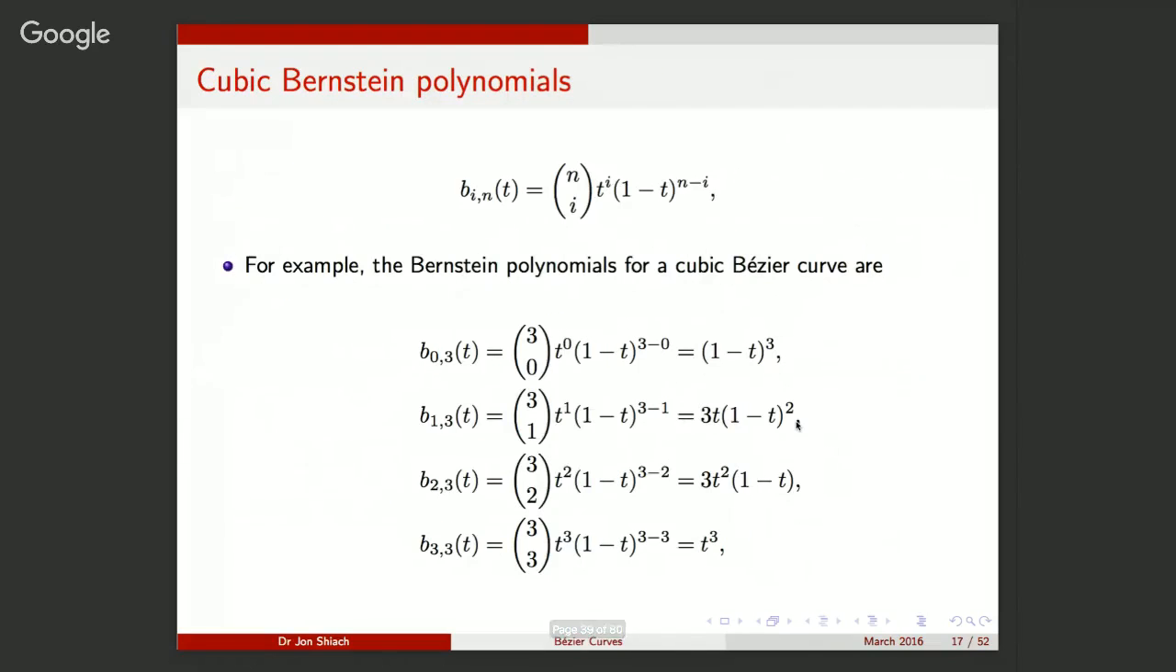So that's another way of deriving them, probably the easiest way. We don't have to go through lots and lots of algebra. All we have to do is derive them separately and then multiply them by the control points.